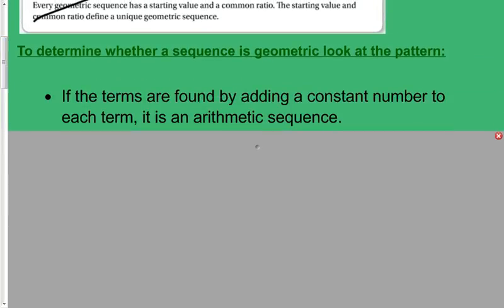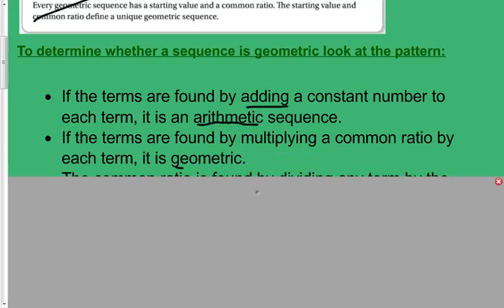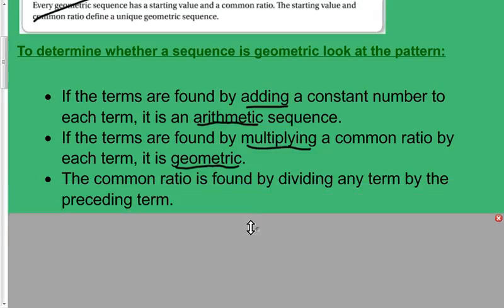So if the terms are found by adding or subtracting a constant number to each term, it's arithmetic. So those are the ones we talked about a while back, adding or subtracting. These are geometric if it's found by multiplying, we just said. So if you multiply the same number to get to the next term, that's what geometric is. And then the common ratio, or R, is found by dividing any term by the preceding term, the one before it.